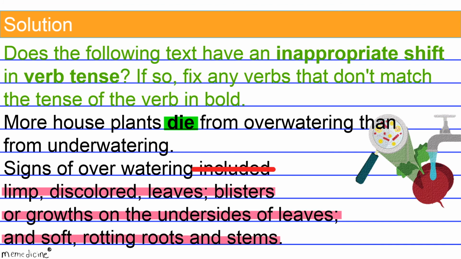Change included to its simple, plural, third person, present tense verb form to restore consistency. Here you have it. We've changed included to include, its simple, plural, third person, present tense verb form. We have restored consistency, and this verb form is now correct.